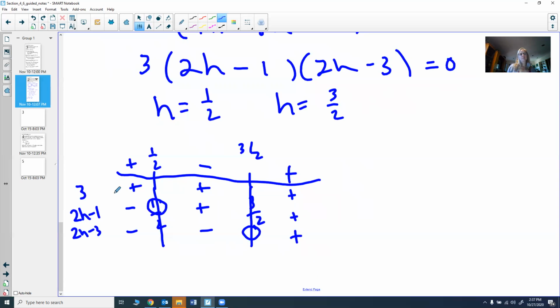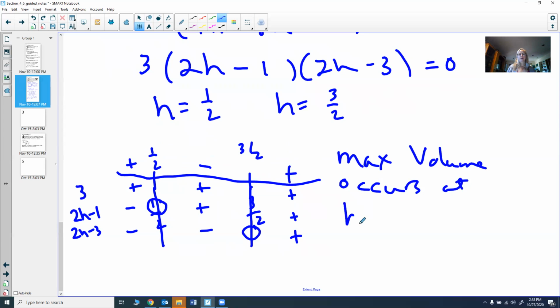So we want the maximum. Remember, the first derivative test tells us if we're positive to the left and negative to the right, we were increasing and then decreasing. So we have a maximum at 1/2. Then we're decreasing and increasing, so we have a minimum at 3/2. So I now know my max volume occurs at a height of 1/2 feet.